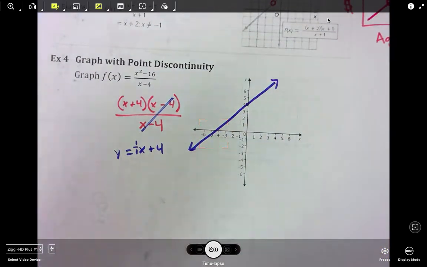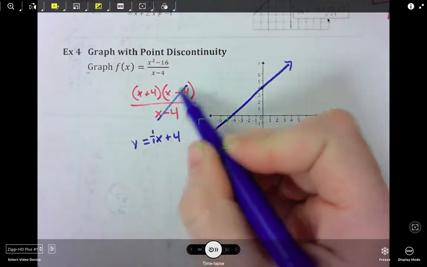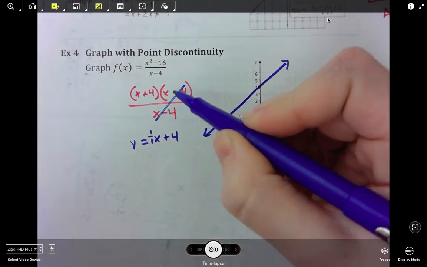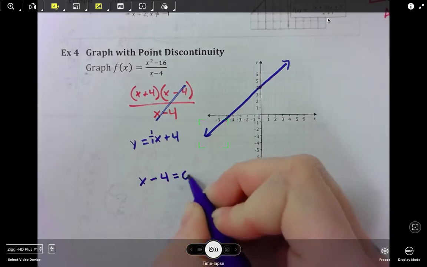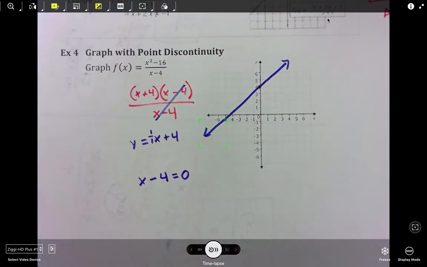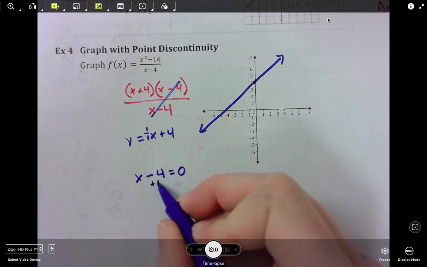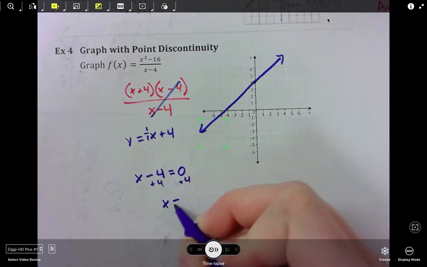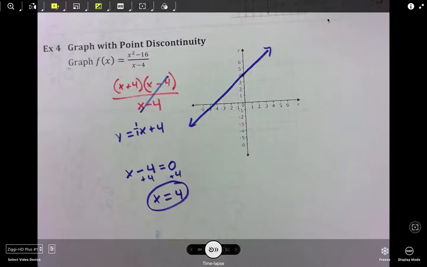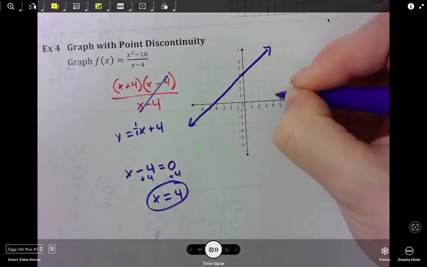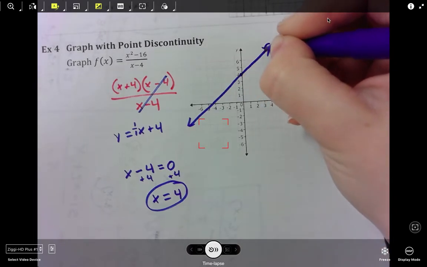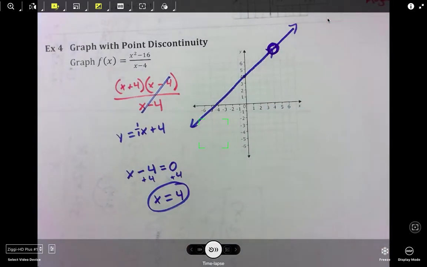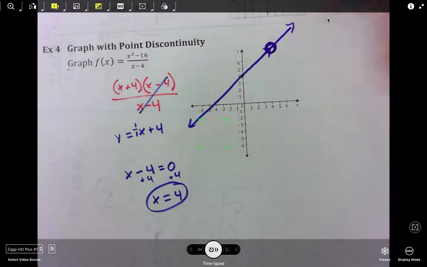But I have a hole somewhere, and the hole actually has to do with the part that I crossed out. The part that I crossed out was x minus 4. What I do is I say x minus 4 is equal to 0. Then I add 4 to both sides, so x is equal to positive 4. And I go over to positive 4 on the x-axis. I should have made my graph go out a little longer. Positive 4 on the x-axis, and I go up to where it hits positive 4, and that's where my hole is going to be. Up at positive 4, that's where he is.